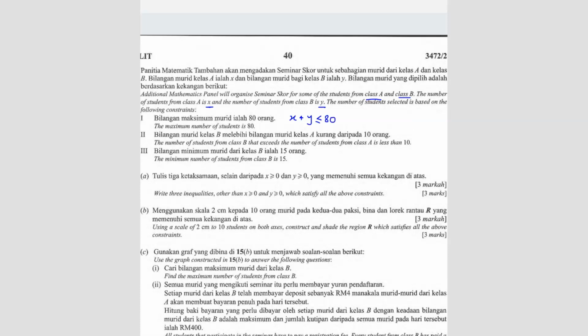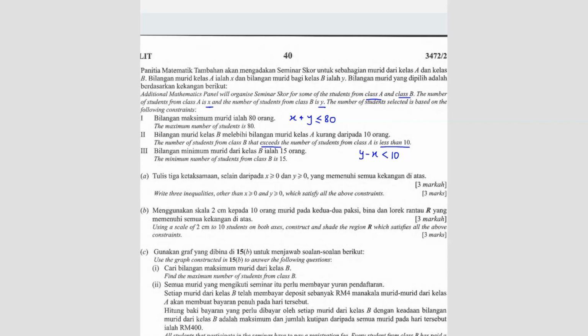Second, the number of students from class B that exceeds the number of students from class A is less than 10. So if B exceeds A, that means we know that B is Y, right? So Y minus X, okay, because it exceeds, right? So Y minus X should be less than 10. That's what they said here. Okay, so that's the second equation.